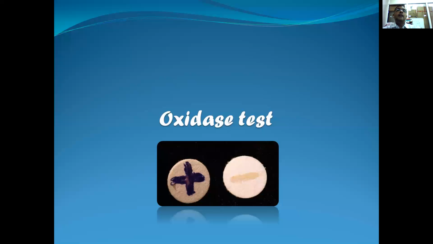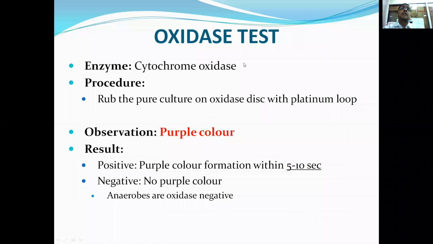Now moving to the next, that is the oxidase test. In oxidase, again, ASE is a suffix that indicates the name of an enzyme. This test is performed to identify the presence of the oxidase enzyme in a particular test organism. Here, cytochrome oxidase is generally present in bacteria, and this enzyme is identified by providing some substrate.